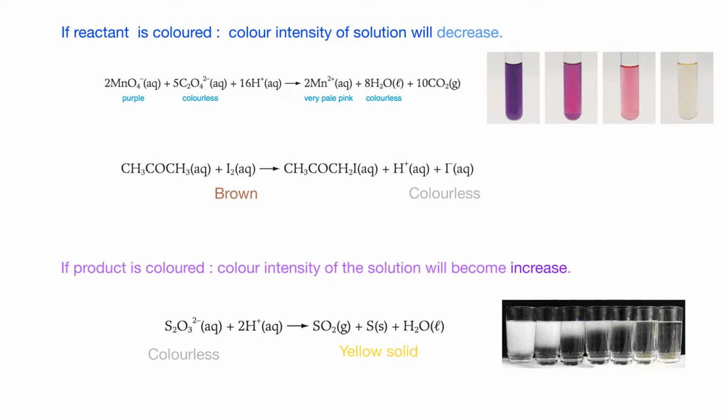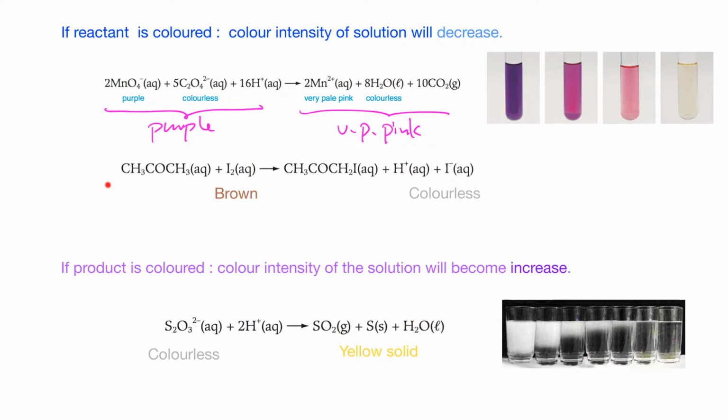If the reactant is colored, then we will know that the color intensity of the solution will decrease, because the reactant side is a colored solution. In this case it is purple. Afterwards, the purple chemical is getting less and less. Therefore, you'll find that it will become very pale pink, or you may say colorless, in the process. The purple color intensity will get less and less.